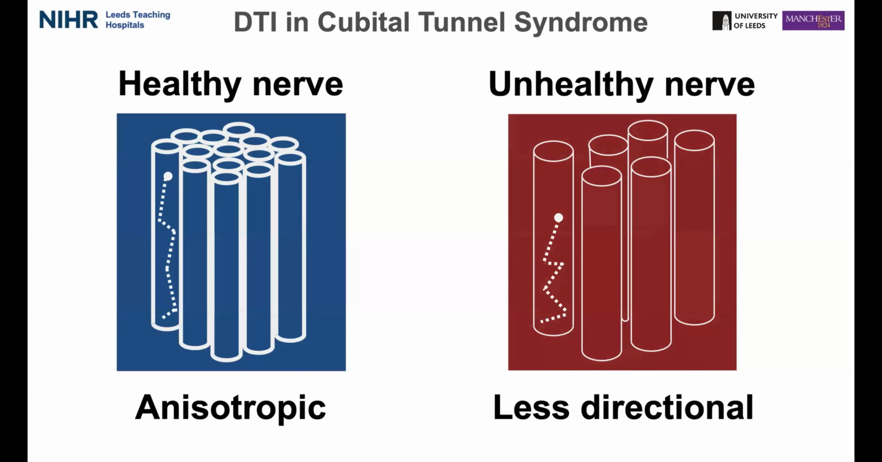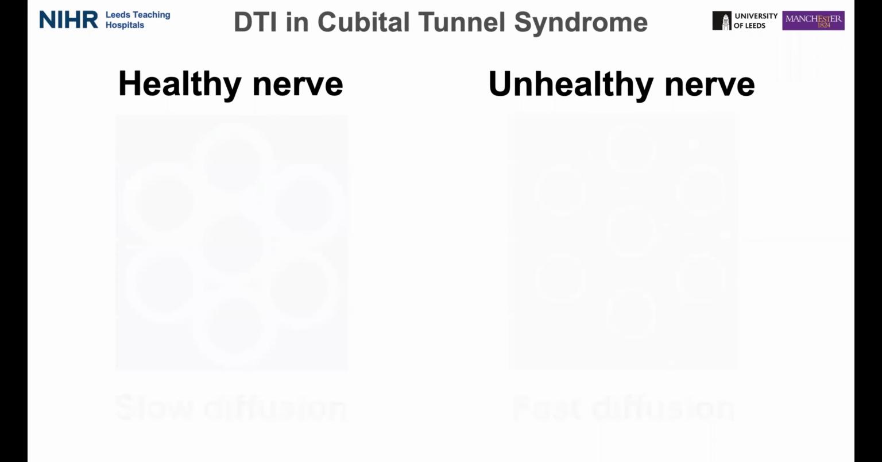In unhealthy nerves, whatever the disease process, there are common morphological changes. One, demyelination, with or without poor remyelination. The effect of that is the fibers are now more porous to water. Secondarily, there is perineural and epineural fibrosis, which means that the fibers are more widely spaced apart. This means that the diffusion is less directional in unhealthy nerves.